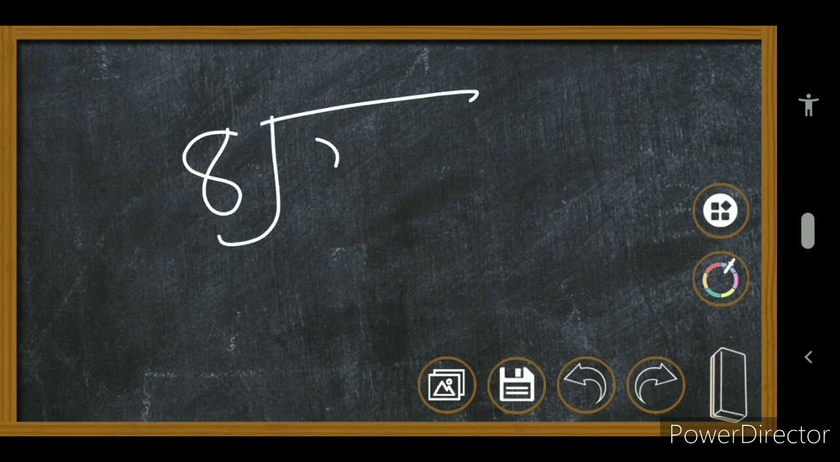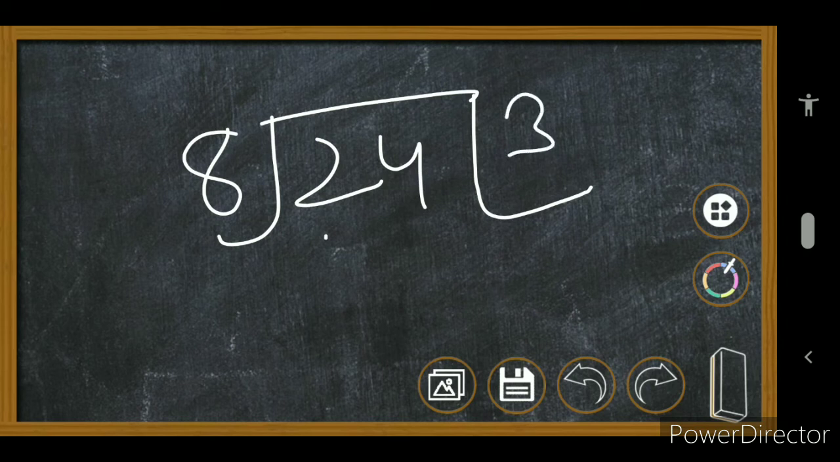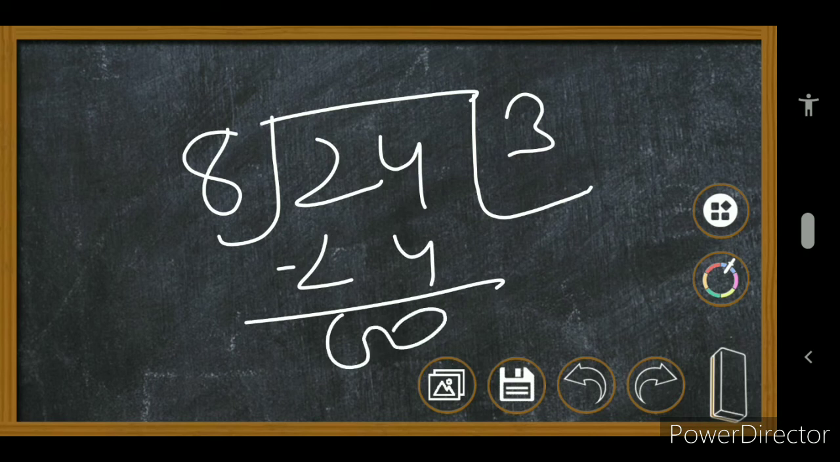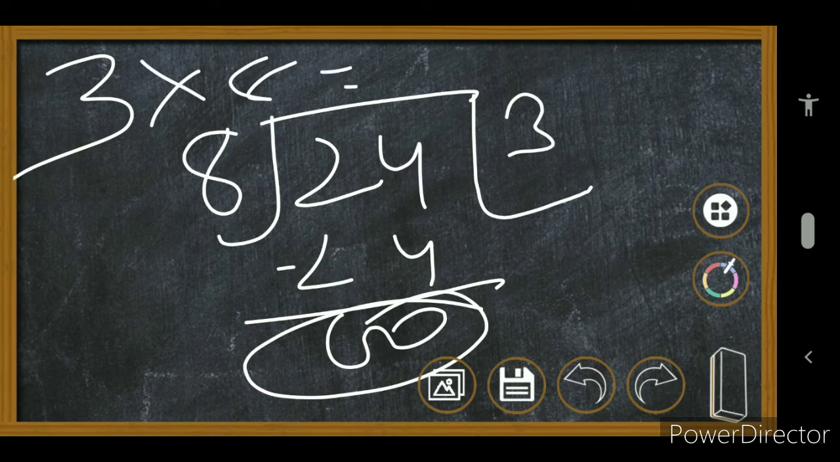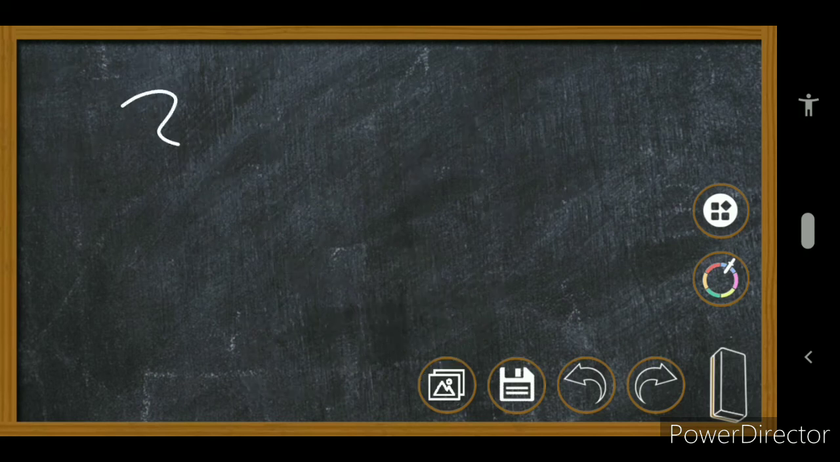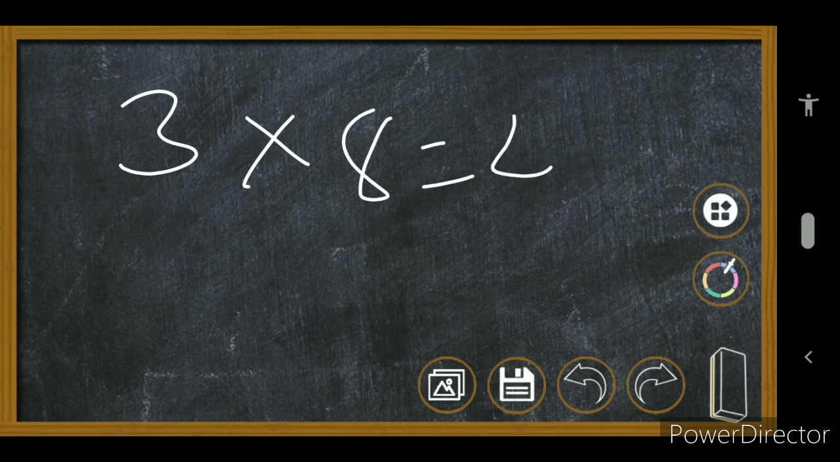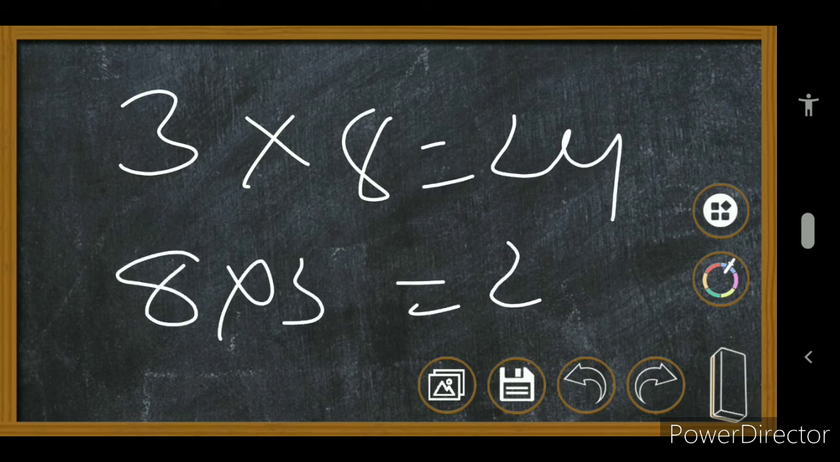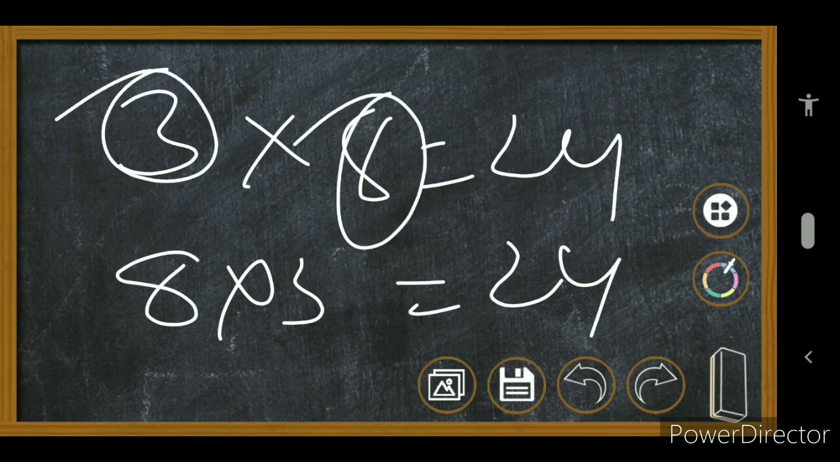Now we will go on the next, that is 8. 24. So we did 3 8s are 24. Now 8 3s are 24. That means 3 8s are 24. I'll erase this. That means 3 8s are 24. 8 3s is also 24. That means 3 and 8 both are the factors of 24.